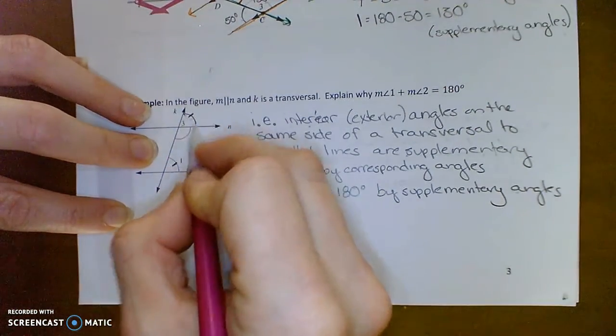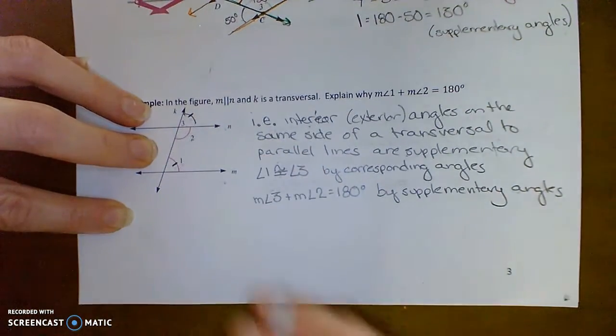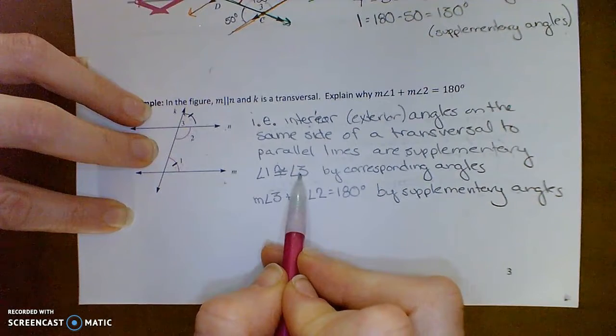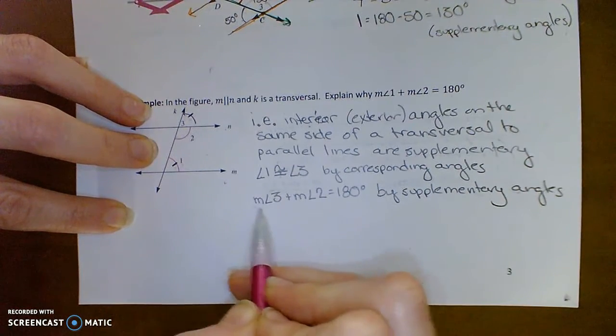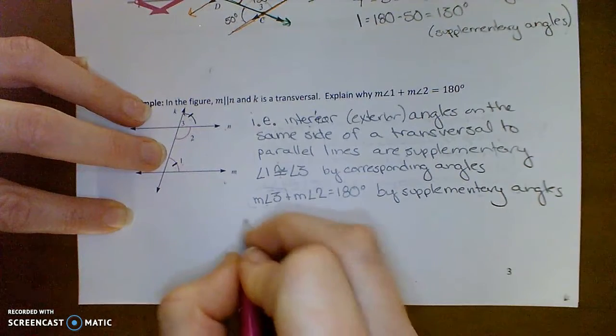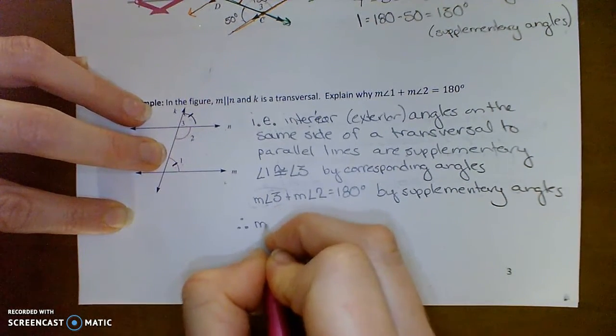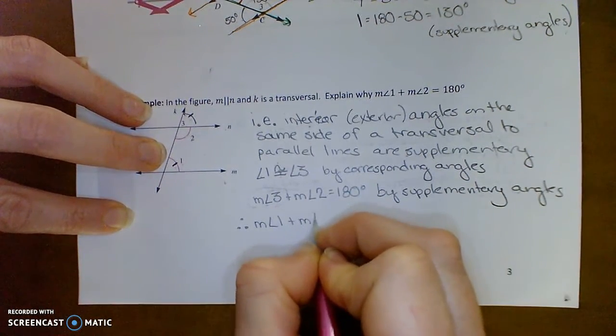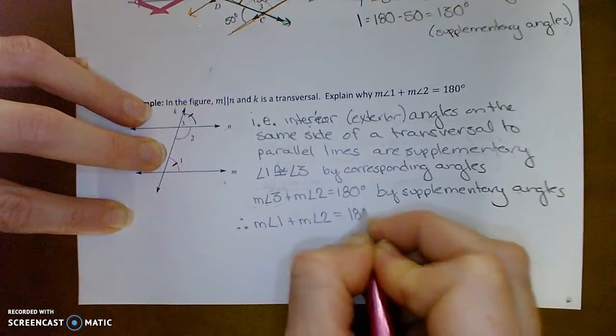Because this is a straight line, K is a straight line. So then because these two are congruent, I can substitute the measure of angle 1 in here for the measure of angle 3. So therefore, the measure of angle 1 plus the measure of angle 2 equals 180 degrees.